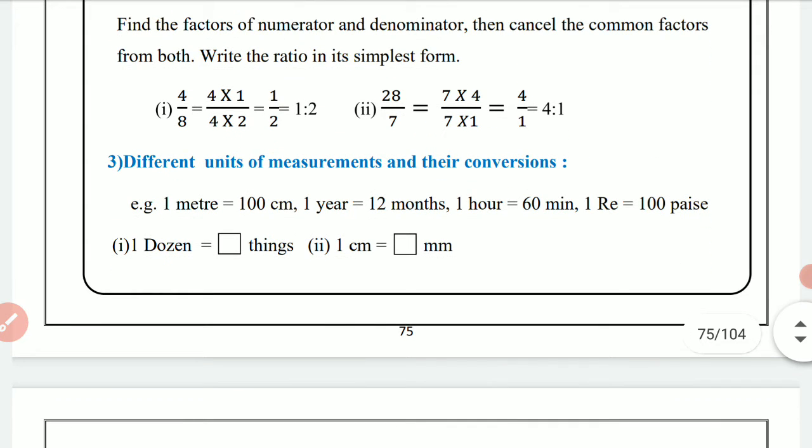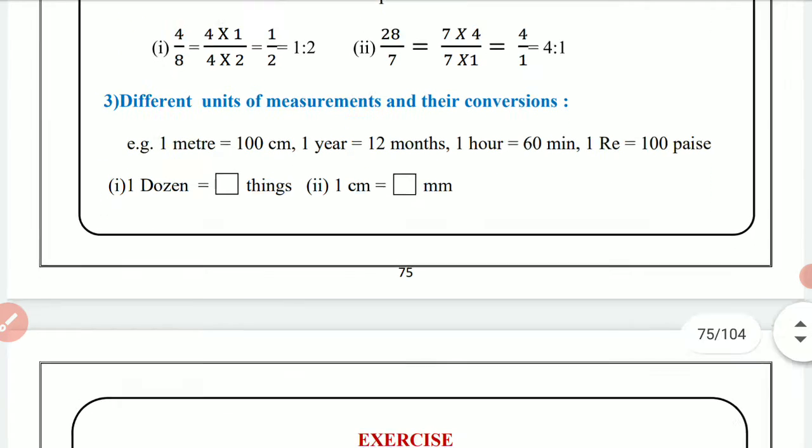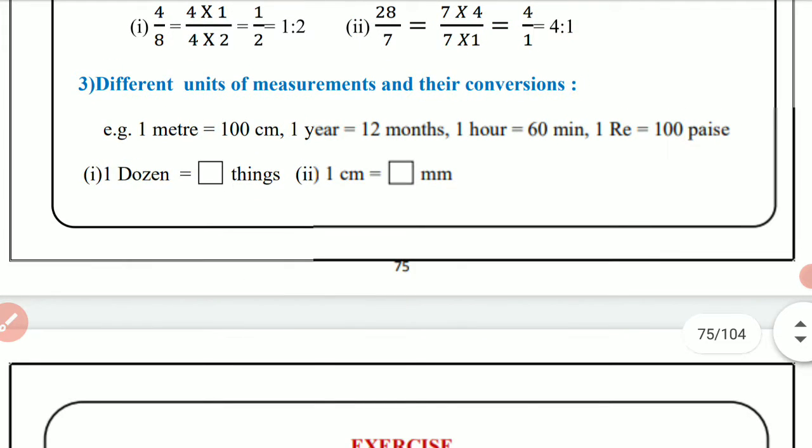Third, different units of measuring and their conversion. For example, 1 meter is equal to 100 centimeter. Second, 1 year is equal to 12 months. 1 hour is equal to 60 minutes. 1 rupee is equal to 100 paise.